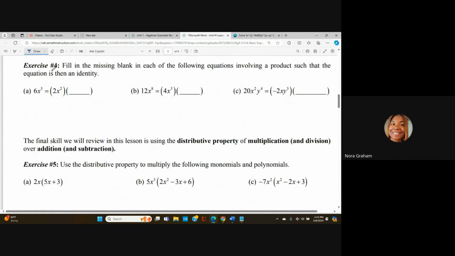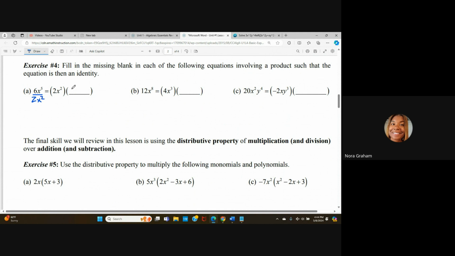All right, so for this one, fill in the missing blank in each of the following questions involving a product such that the equation is then an identity. An identity is when both sides of the equation are matching. So let's look at this one. I want to look at what I can multiply 2x squared by, so I get 6x to the 5th. The easy way to do this, how I like to do it, is you divide this by what you have here. So if I divide this, then I'm going to get what belongs in that missing spot.